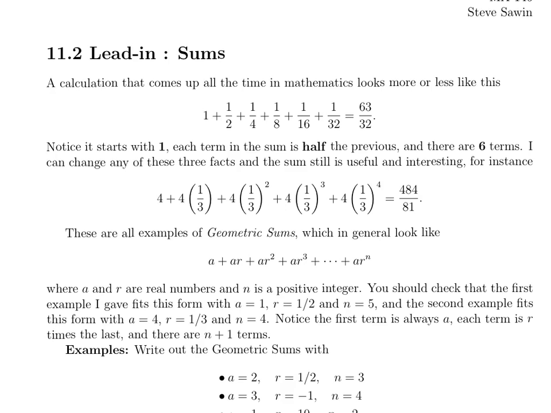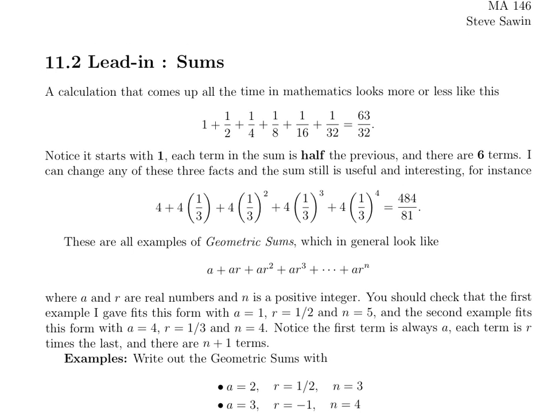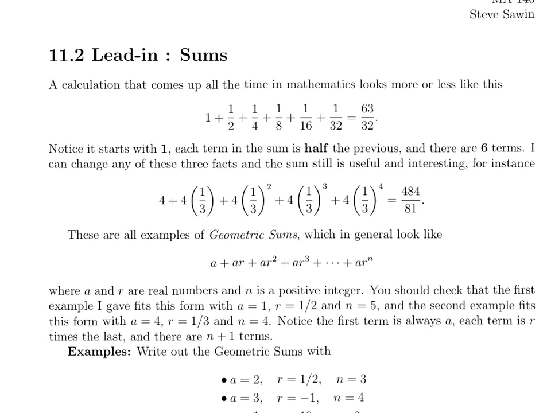This is a piece of section 11.2. What I want to talk about is sums. So here's an example of a sum where I am adding up a bunch of terms. 1 plus a half plus a fourth plus an eighth plus a 16th plus a 32nd works out to 63 32nds.